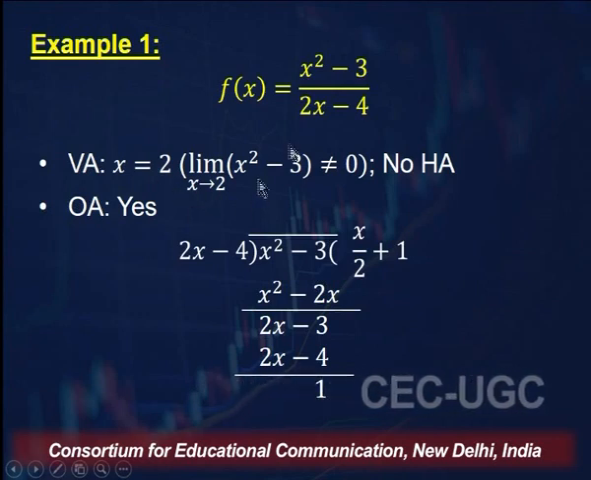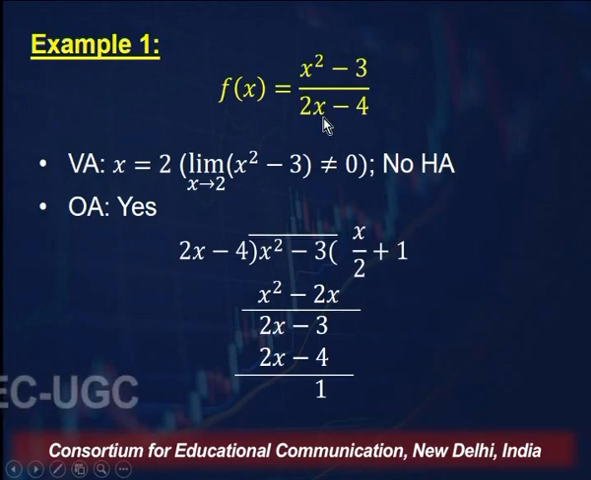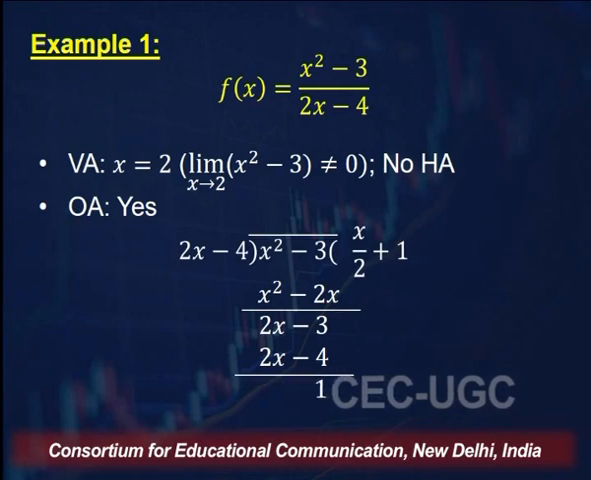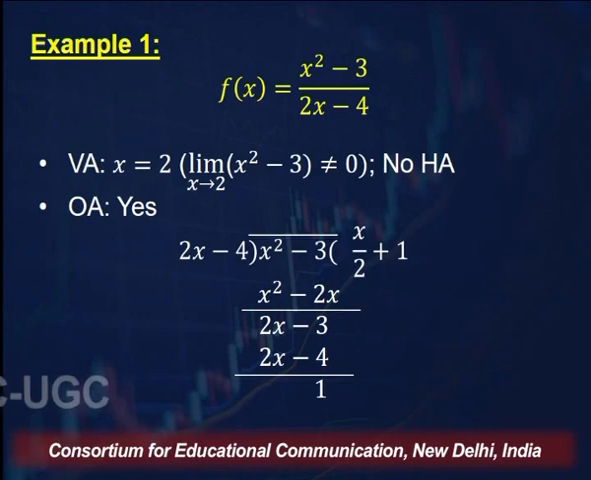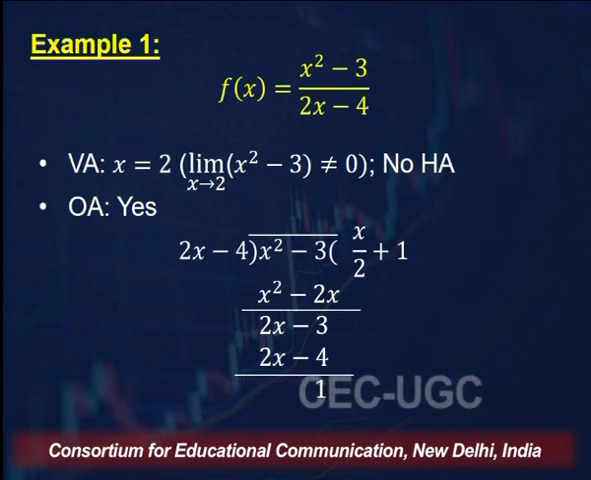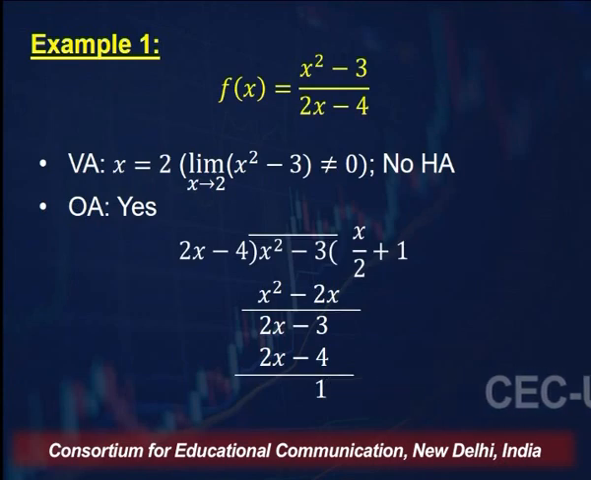Now here, because the degree of the numerator is 1 more than the degree of the denominator, there is no horizontal asymptote, but there is going to be an oblique asymptote. This should also send you the message that you can't have an oblique asymptote and a horizontal asymptote existing together for a rational function. And yes, there will be an oblique asymptote because our conditions are satisfied: you have a rational function with the degree of the numerator 1 more than the degree of the denominator.